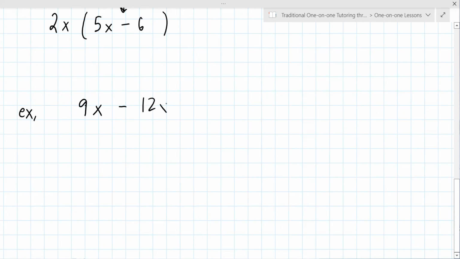Try to solve this by yourself. I'm going to step away for 30 seconds, but go ahead and try this, please.